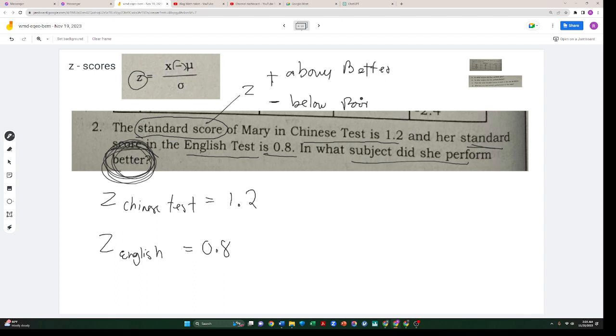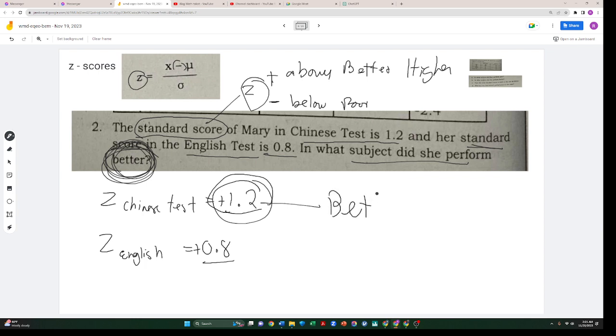Pero ang pangutana, pareha man sila positive, no? Ang kuan ani, which is asa diri ang mas higher. The higher your Z-score, the better you perform compared to the rest. So asa mas dako, 0.8 or 1.2? So therefore Mary in Chinese test is that she performed better. Okay?